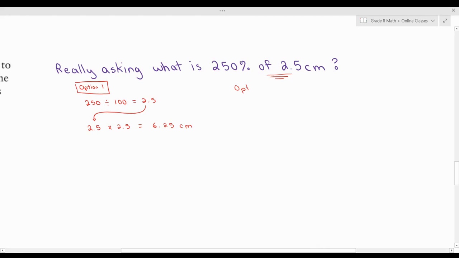Option 2, if you could find your calculator, the percent button, you could simply go 250, hit the percent button, then multiply that by 2.5, and you should find you get the exact same answer. Again, just be careful. You might instead have to put 2.5 first and then times it by the percentage.